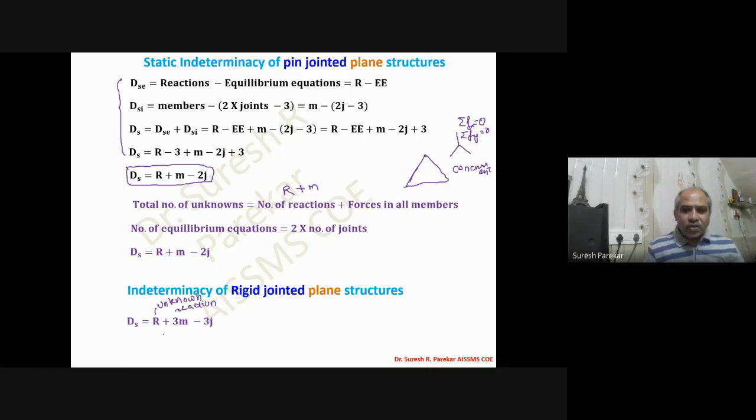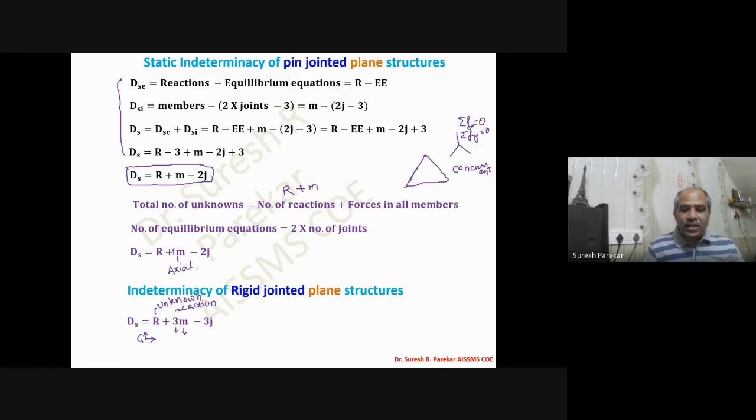Then we have 3M. So we know M members, and why 3? Because, as we have seen, in each member we have 3 unknowns. So for each member we have axial force, shear, and moment. Then why have we considered 1 here? Because here we have only axial force.